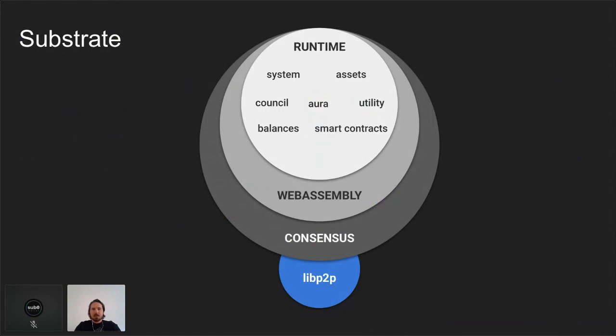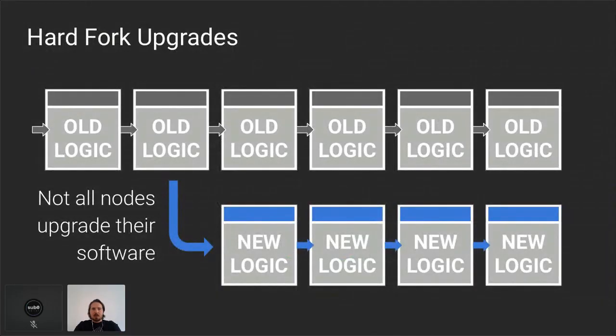So Sub0 provides more than just the runtime, which is one of the most important parts of the blockchain. It also gives us all the networking layer. It gives us consensus, and also the database. So what usually happens with most blockchains, when you want to upgrade the logic, is they do a hard fork. So hard forks are always happening in most blockchains like Bitcoin, Ethereum.